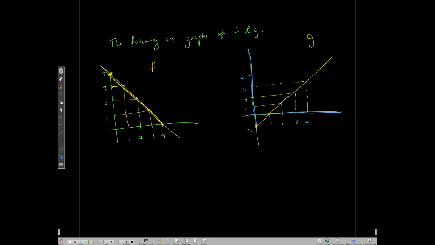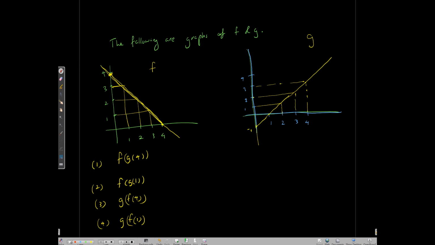And if these things are given, I want you to find f of g of 4, first one, second one, f of g of 1, third one, g of f of 4, last one, g of f of 1. Can you pause the video and try it?